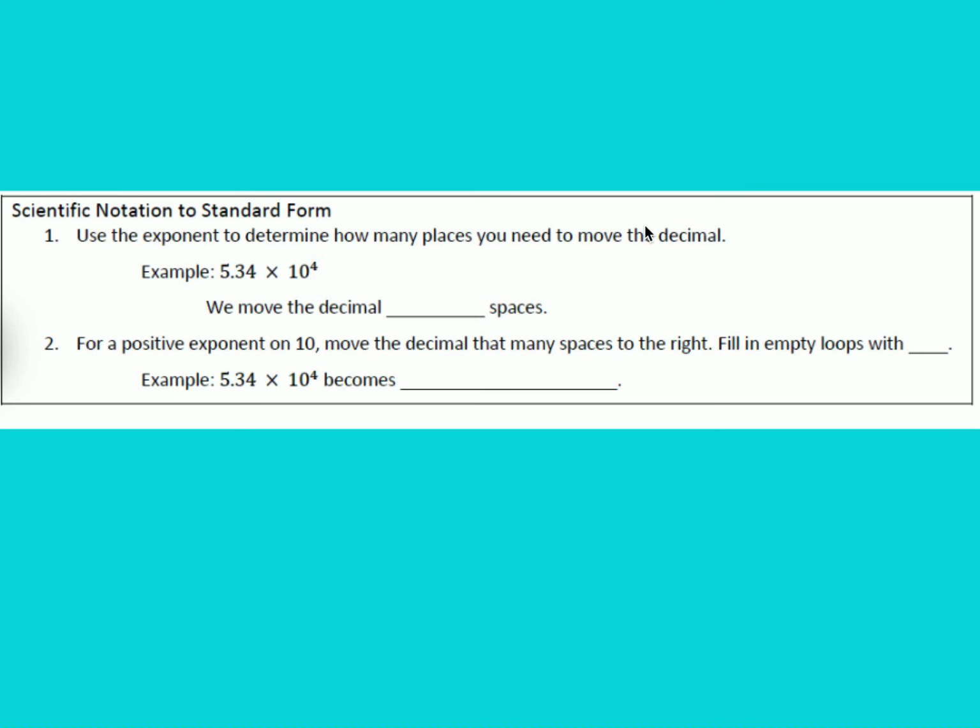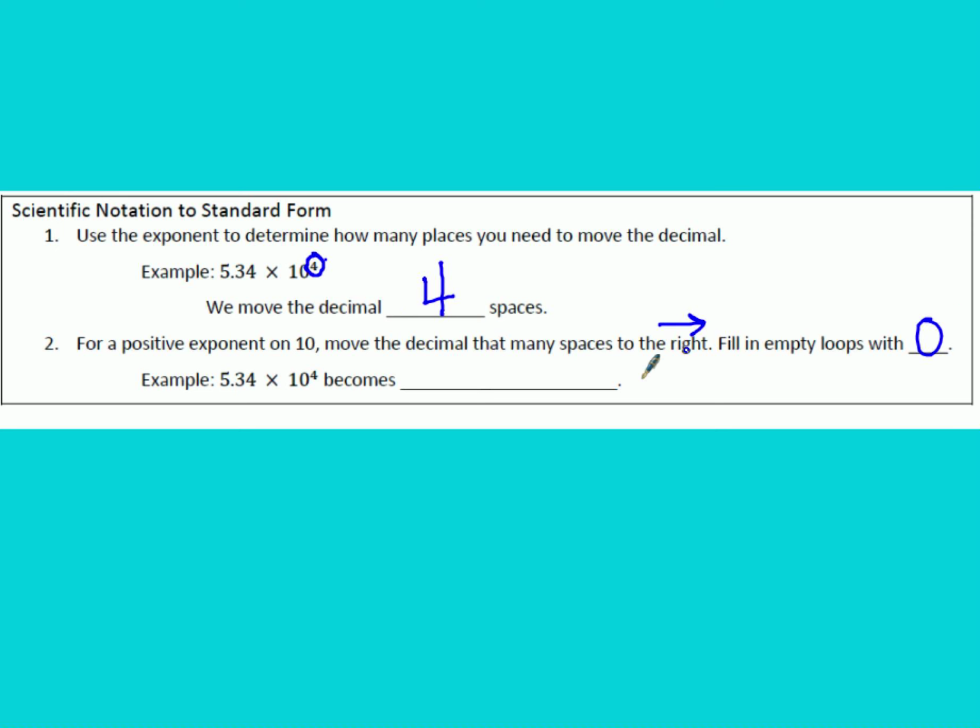So in this second part of our notes, we're going to be looking at how to change scientific notation back into standard form, kind of the opposite of what we were just working on. So our first step is to use the exponent to determine how many places we're going to need to move our decimal. So if you focus in on our exponent right here, we have 10 to the positive fourth. That means we're going to be moving the decimal 4 spaces. For a positive exponent on 10, we're going to move the decimal that many spaces to the right. Then you'll fill in any empty loops with 0.